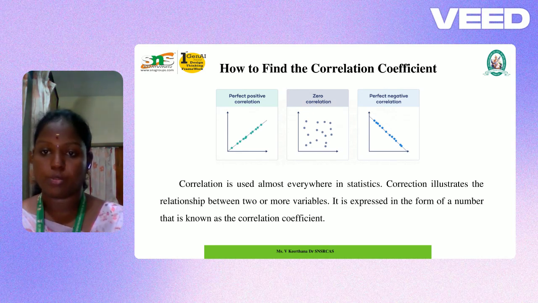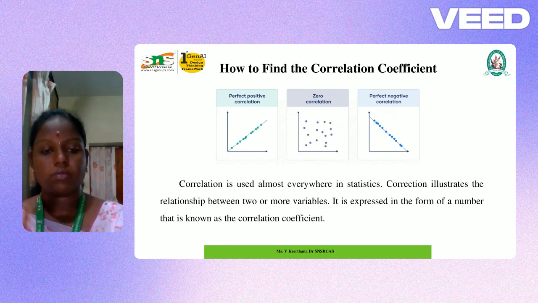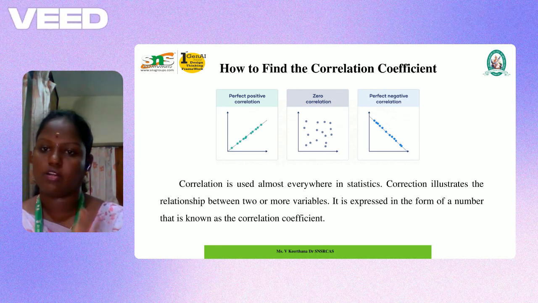The third situation is zero correlation, or no correlation. There is one more situation when there is no specific relationship between two variables. So we have three listed there.